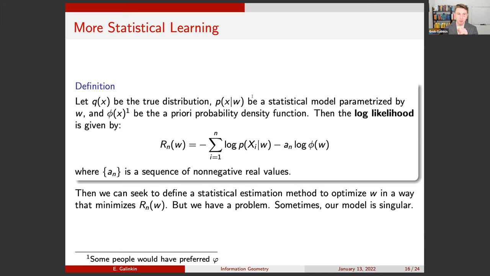And that should still be X and not W. That's my bad. This slide is terrible. I'll fix them and disseminate them to anybody who wants them. I did too much work on the var phi joke, and that's why this slide is awful. Where a sub n is a sequence of non-negative real values.